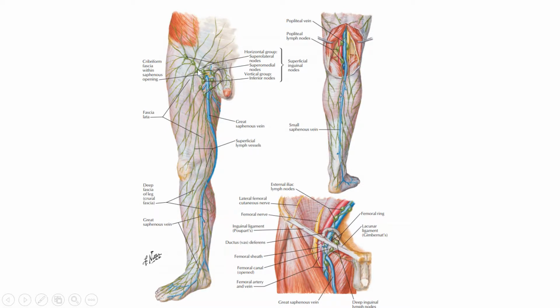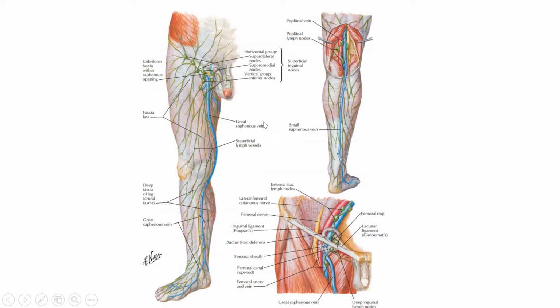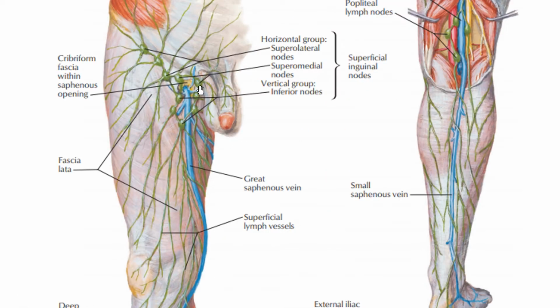I have shown this superficial inguinal lymph node: horizontal group and vertical group. The horizontal group has been divided further into medial, intermediate, and lateral. This one is the horizontal group, this is the vertical group. The vertical group drains all the lymphatics from the lower limb which were moving along with the great saphenous vein. Then the genitalia drained into the medial group, the anterior abdominal wall drained into the intermediate group, and the gluteal region drained into the lateral group.